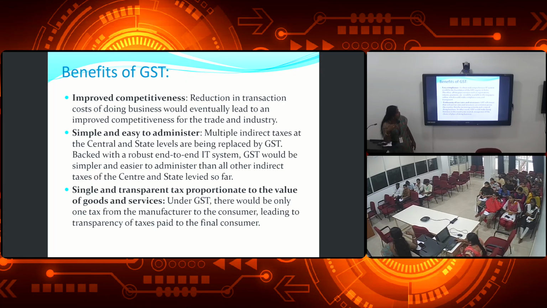Next one, improved competitiveness. It is nothing but reduction in transaction cost. The transaction cost will be reduced if we implement this kind of GST. Because why? We will be improving trading, and more industrial activities are being implemented nowadays. So there are more competitors, and the prices of goods will automatically reduce from doing the business. So automatically the prices will be reduced. The GST will be implemented for these kinds of taxes.